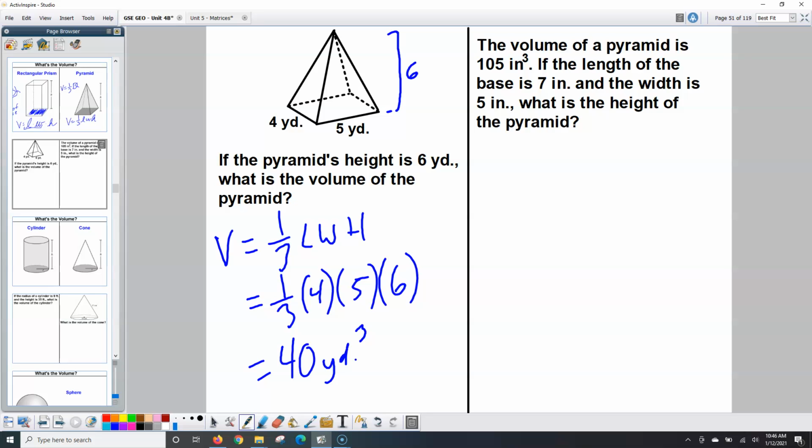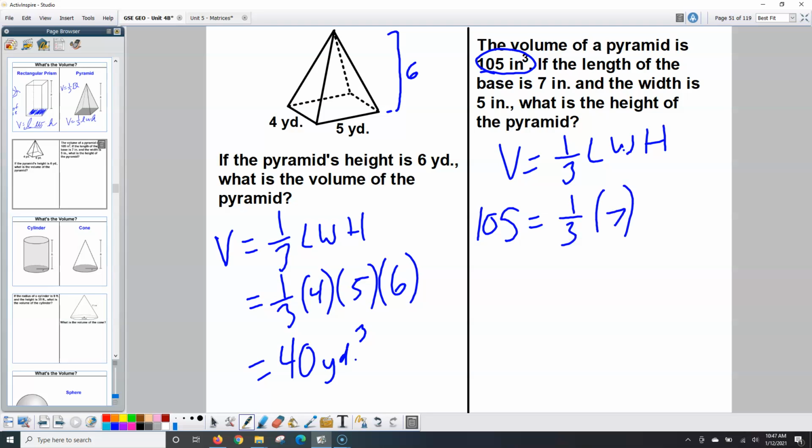The volume of a pyramid is 105 cubic inches. If the length of the base is 7 inches and the width is 5 inches, what is the height of the pyramid? So this one is just a little bit different. I've got volume equals 1/3 length times width times height for a pyramid. It doesn't just give me the length, width, and height. It gives me the volume. So I'm going to take this 105 that it gives me for the volume, plug it in where the V is, and get 1/3. Length is 7, width is 5, and I need to solve for that h over there. So this is 105 equals 35 over 3 times h.